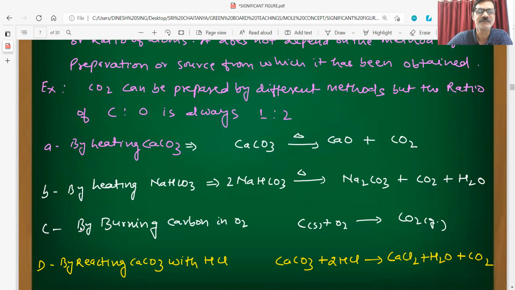Third method is by burning carbon in O2. If we burn carbon in oxygen, this is an exothermic reaction, a huge amount of heat will liberate. So when the carbon burns in excess amount of oxygen, what will form? Carbon dioxide. So the ratio of atoms of carbon and oxygen will remain same, that is 1:2.